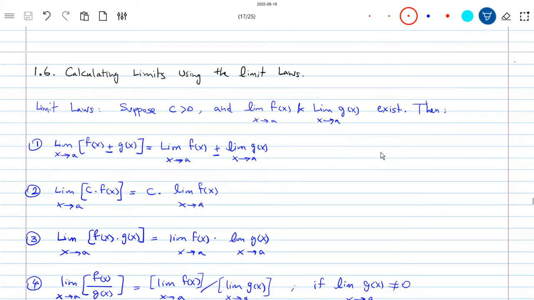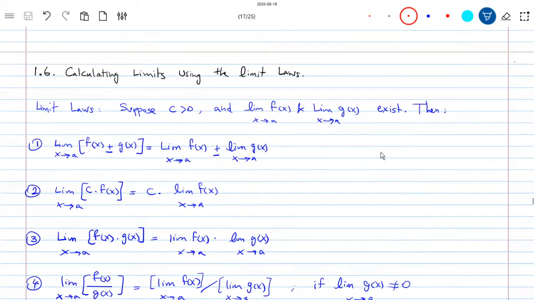Today we're going to talk about calculating limits of functions, or limits in general, using the limit laws. There are a bunch of limit laws. I'm going to go through them first, then we'll do examples using these limit laws. Okay. Limit laws.